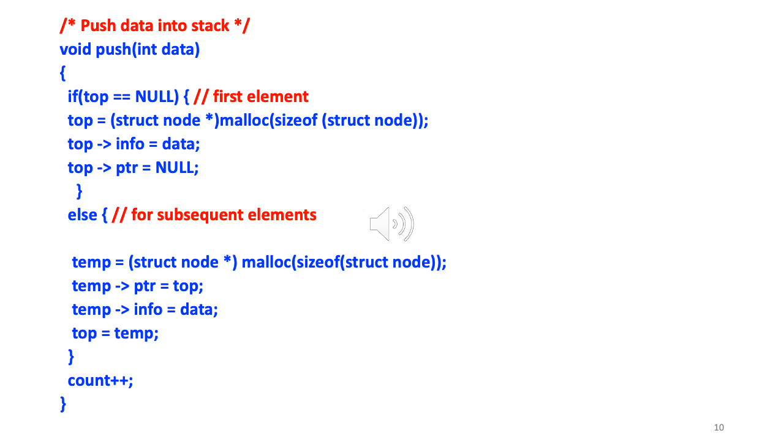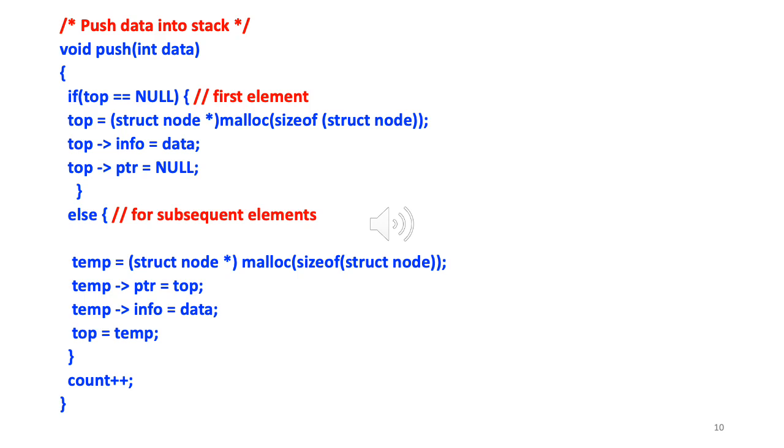Yes, so now I'm on slide 10, which talks about the source code for push. On the last slide, we saw in a picture how the push operation happens. So again, we distinguish between two cases, whether the node that we are adding is the first node or whether it's not the first node. So we handle both of them differently. If it's the first node, then top will be null. We reserve memory for it, make top point to it, set the info as data and set the pointer as null. For subsequent elements, we reserve the block of memory, make temp point to it, right? And temp arrow PTR is equal to top.